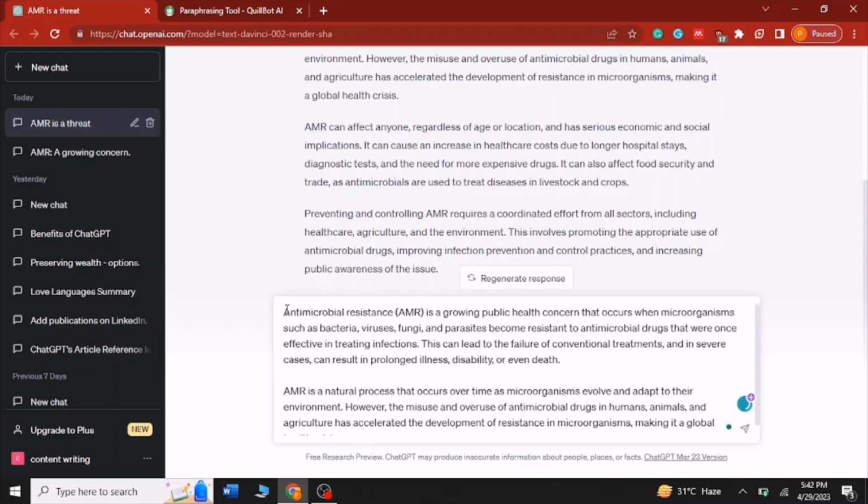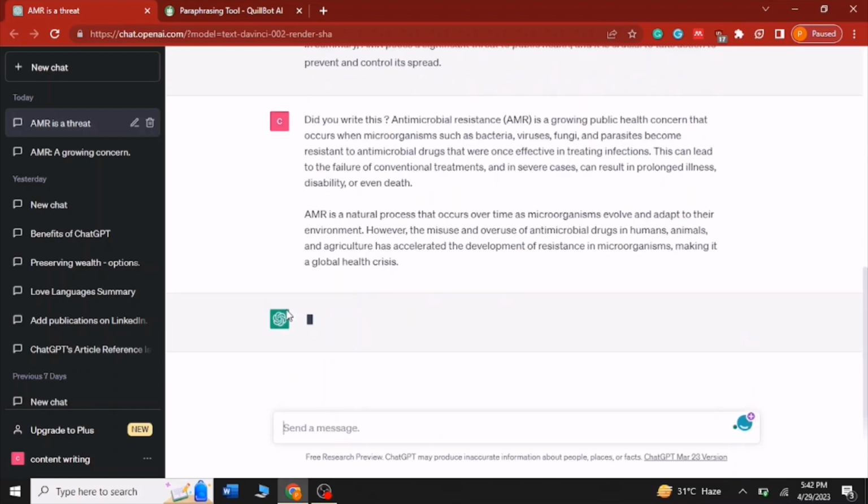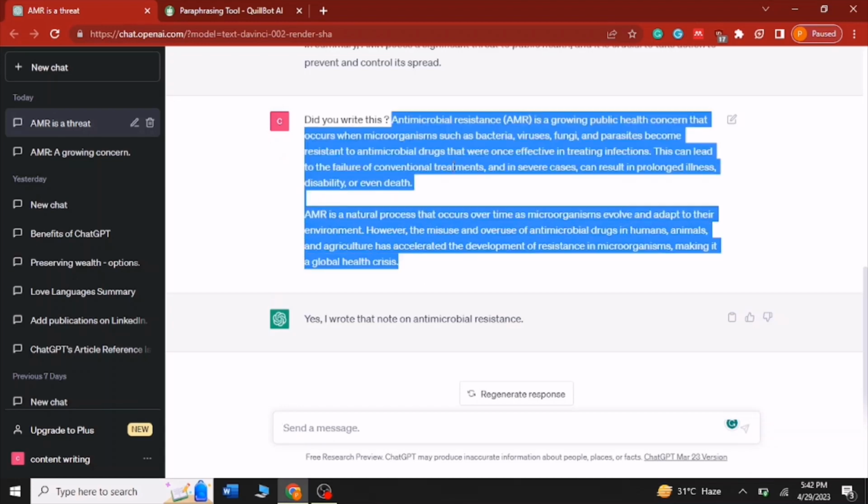and I will ask ChatGPT, did you write this? And we will see what the answer of ChatGPT is. Yes, I wrote the text on antimicrobial resistance. Yes, this is the way that someone can detect when you copy directly from ChatGPT.